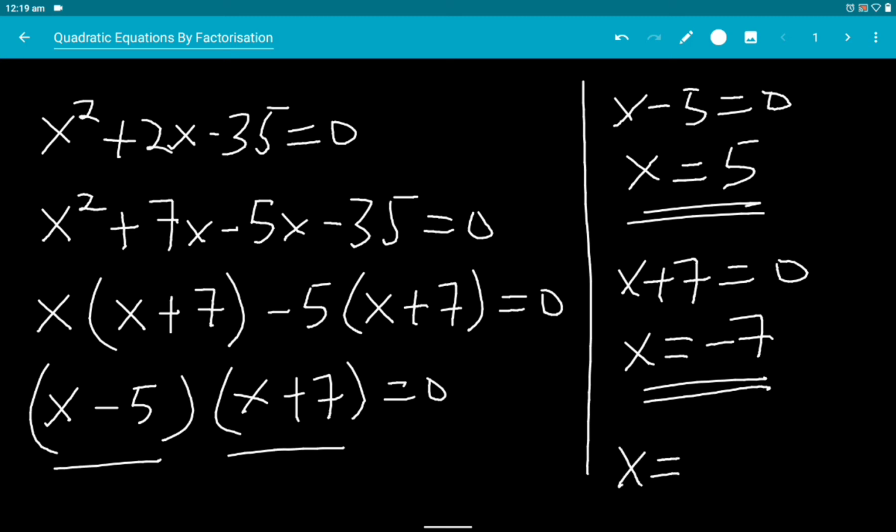One is x is equal to positive 5, and the second one is x is equal to negative 7. These are my answers for this particular problem. Now let's go ahead and solve another example.